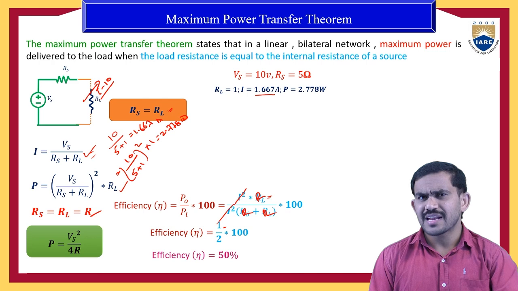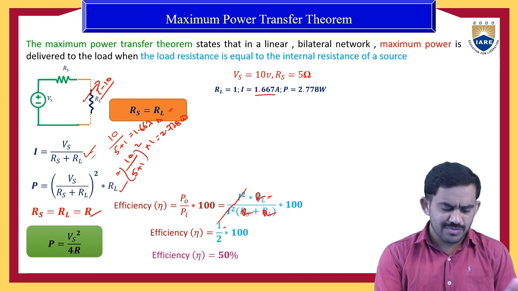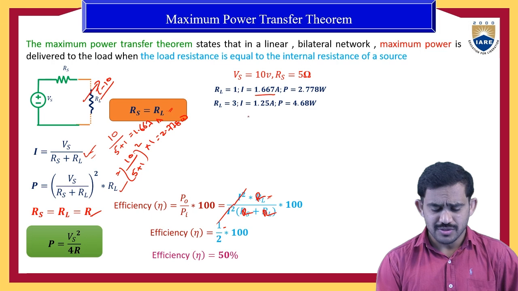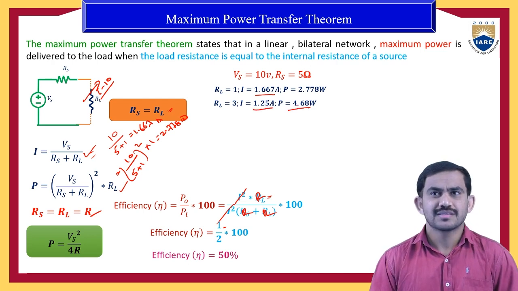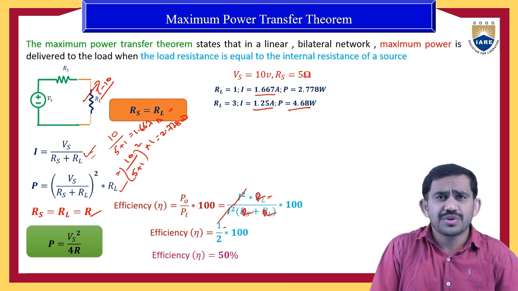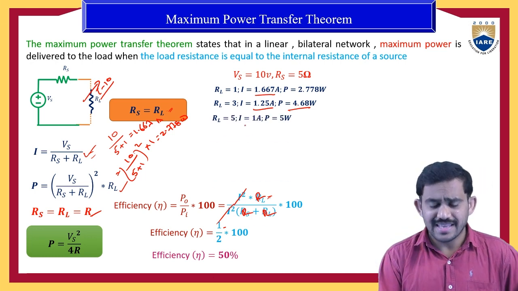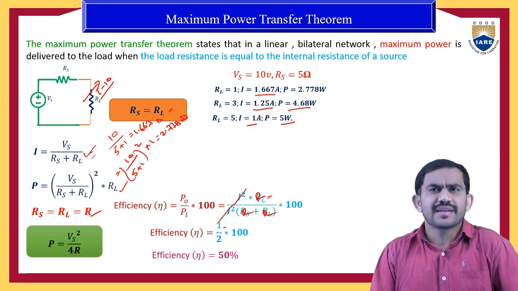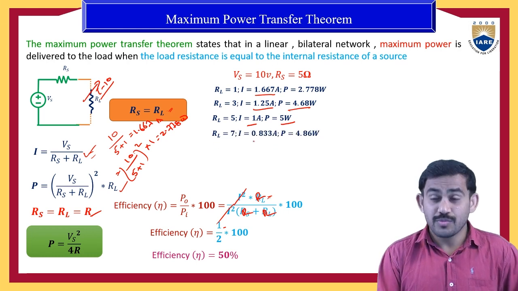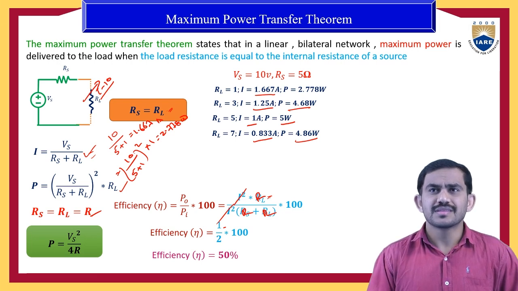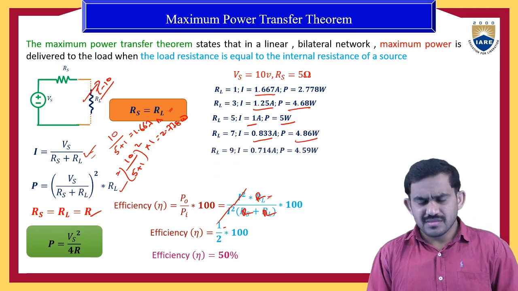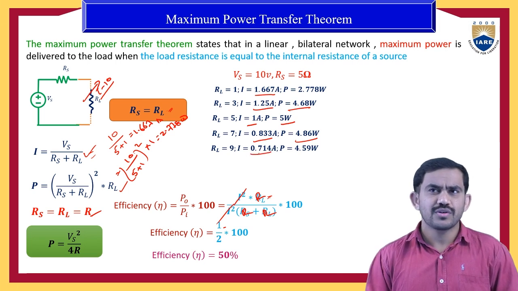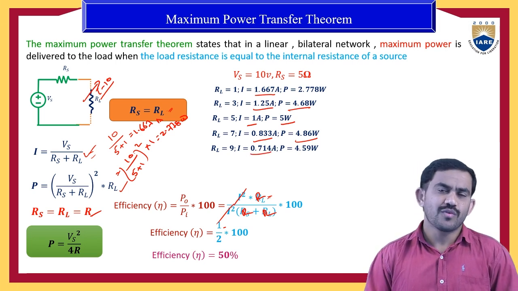Now just increase the RL value. Now RL is 3. Then I is 1.25 amps and P is 4.68 watts. Then increase again. Now RL is 5. Then I is 1 and P is 5 watts. Then again increase to 7 ohms. Then I is 0.833 and power is 4.86. Then again increase to 9. Then I is 0.714 and P is 4.59 watts.